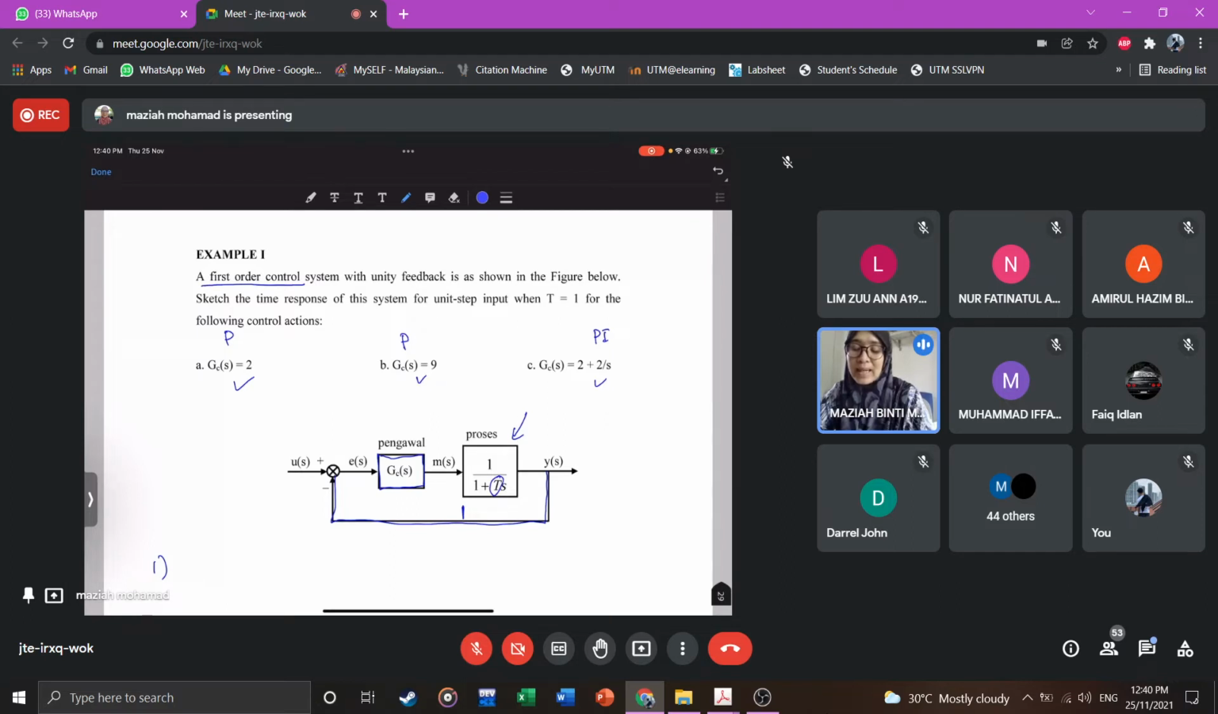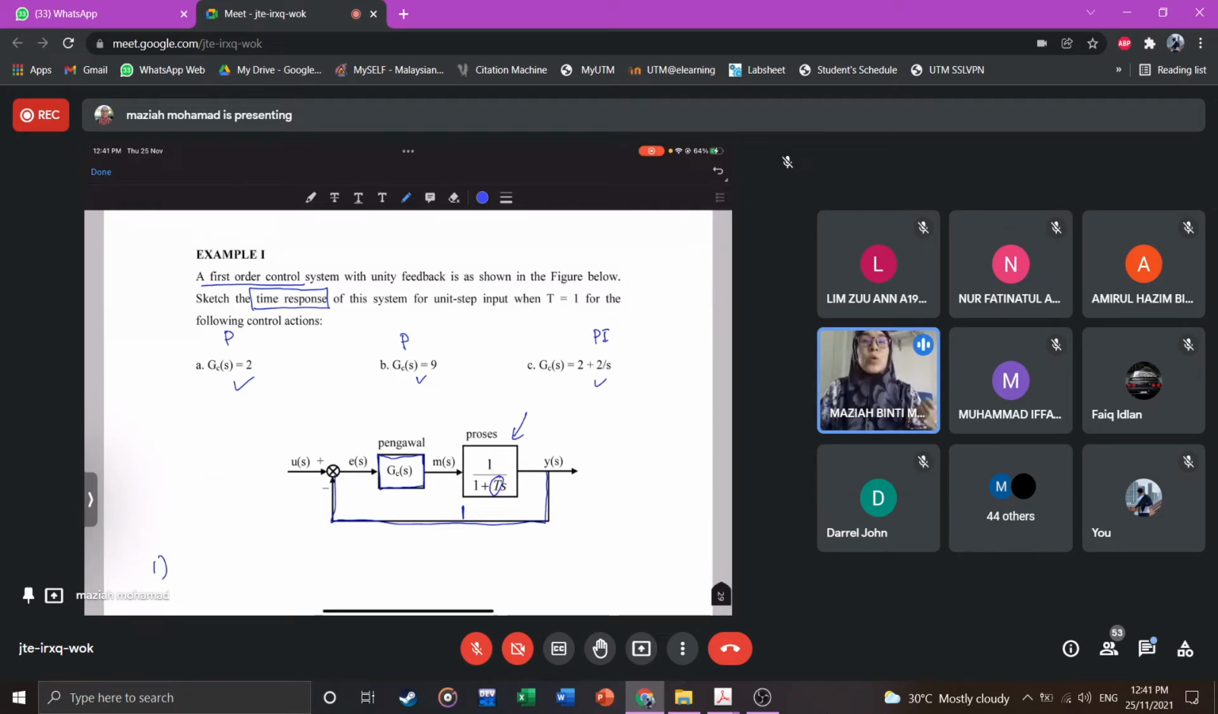Yes, it asks us to sketch the time response, but the keyword is actually the time response. You should remember that when it is related to time response, we should get the open loop or closed loop. Is it open loop or closed loop transfer function? I believe I already mentioned this before. Closed. Yes, Amirul, thank you. It is the closed loop transfer function.